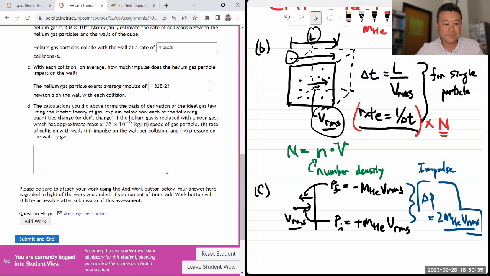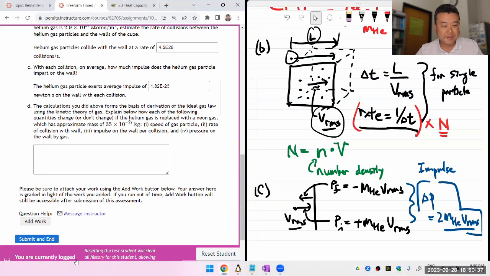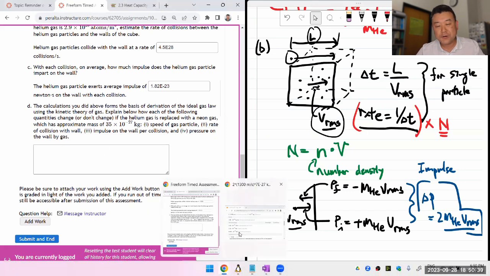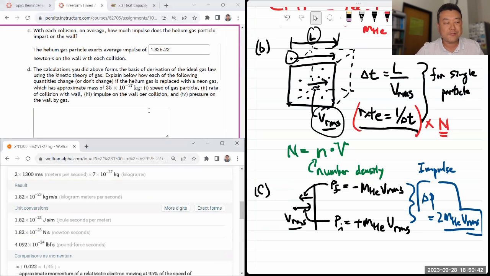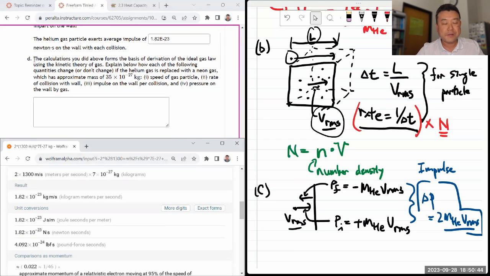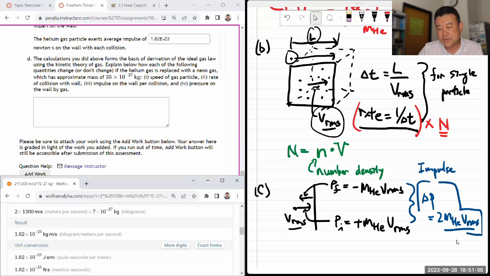And part D is really the thing that I hope you are working through in the assessment, and that you have enough time to think through. I hope for me something like this is the eureka moment that explains the ideal gas law. So it forms the basis of the derivation. Explain below how each of the following quantities change or don't change if... Wait, what? Oh no, never mind. Part D doesn't actually do that. So there's a missing part here, which you will see in the lecture.